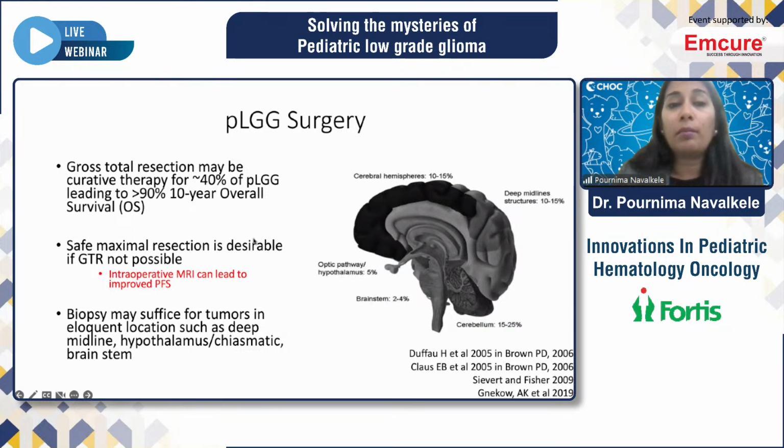So that's the key. But not all patients can undergo gross total resection because of the location, as you see on the right side picture. So optic pathway, hypothalamus, biopsy is the only thing which can be offered for those locations. Brainstem, biopsy, but sometimes neurosurgeons forego even that. Deep mineralized structures, maybe just the biopsy. So safe maximum resection is desirable if gross total resection is not possible. There are studies which have shown intraoperative MRI can improve progression-free survival. As I said, biopsy may suffice for tumors in eloquent locations, and once you get the molecular information, if the patient has targetable mutations, then targetable chemotherapy can be used. If not, traditional chemotherapy can be used.